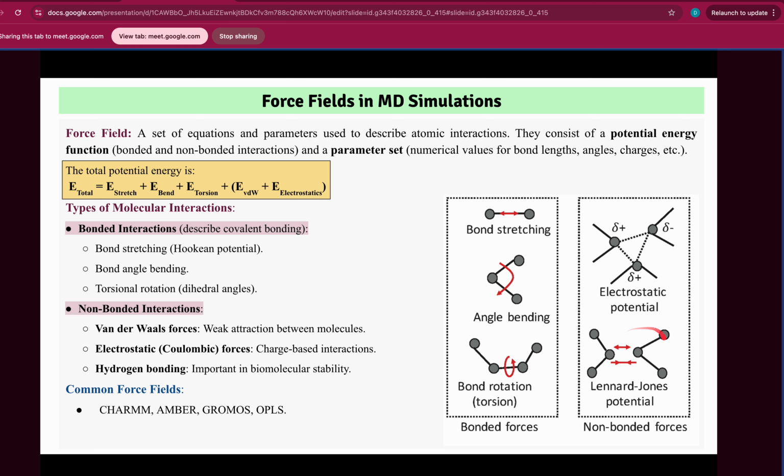In this case, because these are not directly bonded, these are indirect interactions, so they come under non-bonded interactions, and these are weak attractions.